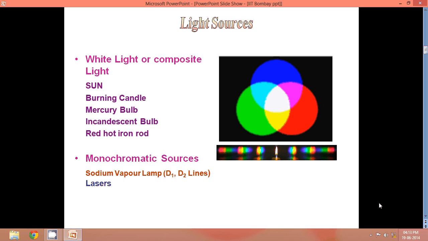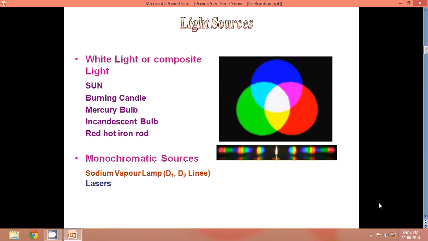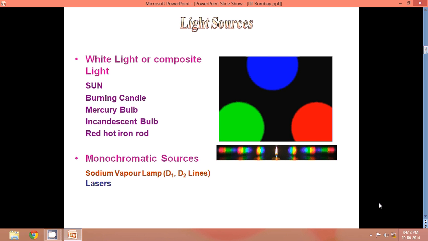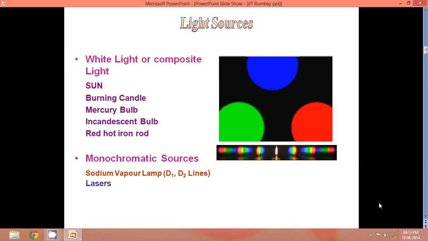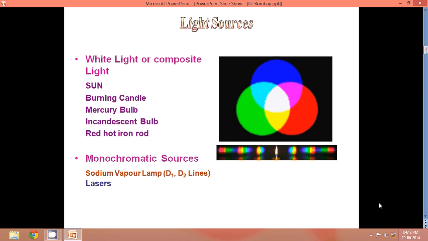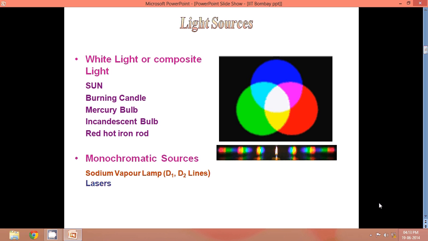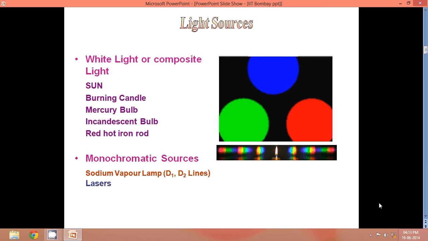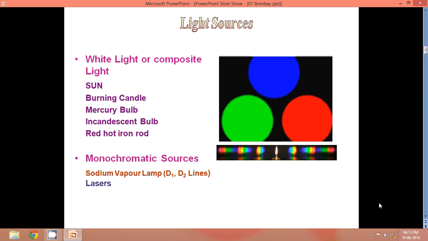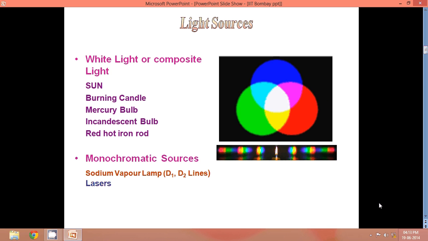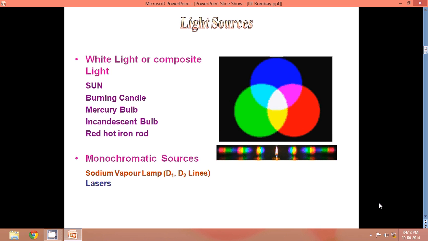Now we look at the various light sources. You might have seen a light source which emits various colors, and you observe that when white light passes through a prism, it splits into 7 colors. So a source of light which gives out spectral lines or a group of wavelengths is called a composite light source, or simply a white light source. But in many practical applications we require monochromatic sources.